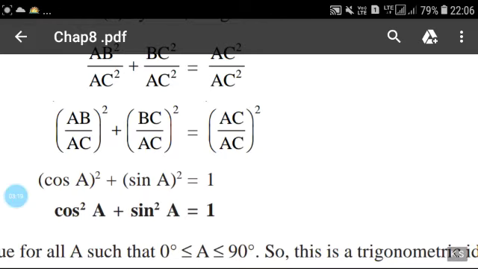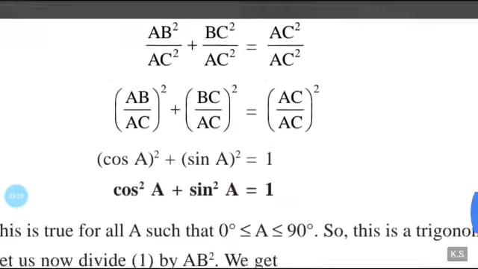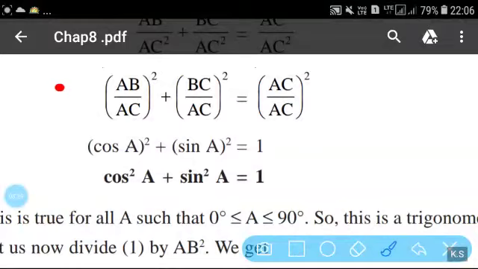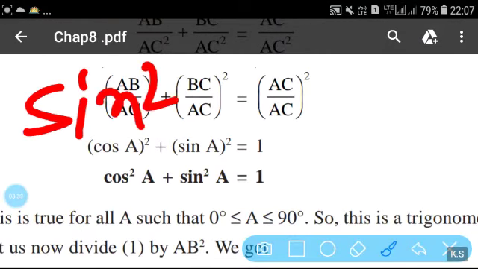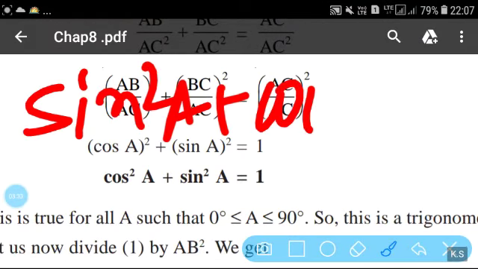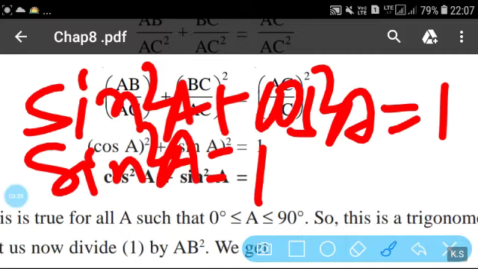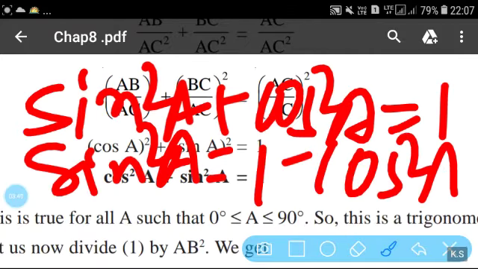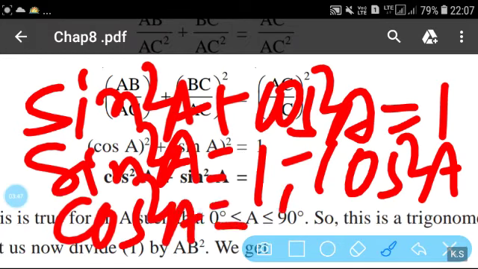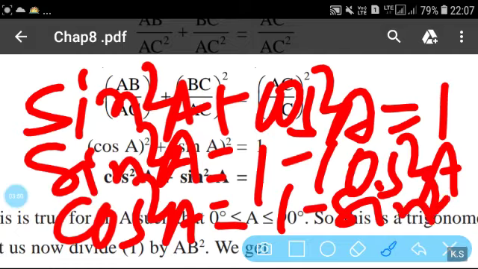So this is our first identity, cos square A plus sine square A is equal to 1. And after using this we can write three or four properties. You can write sine square A plus cos square A is equal to 1. Can we write here sine square A is equal to 1 minus cos square A? Similarly, cos square A is equal to 1 minus sine square A.